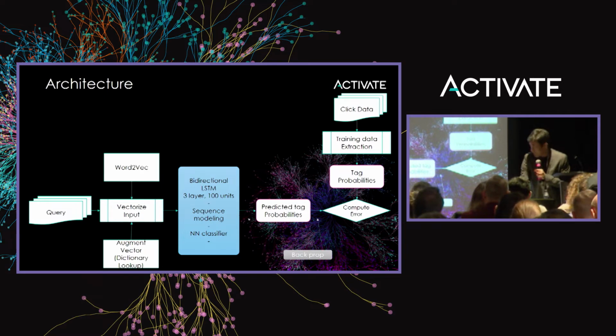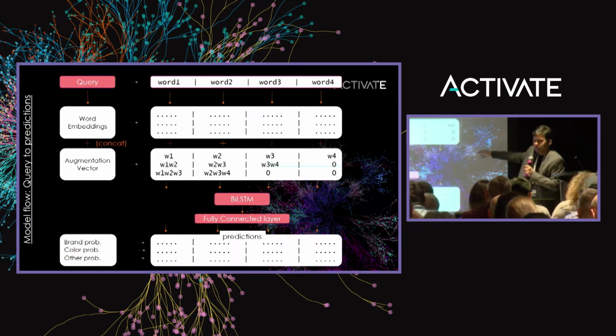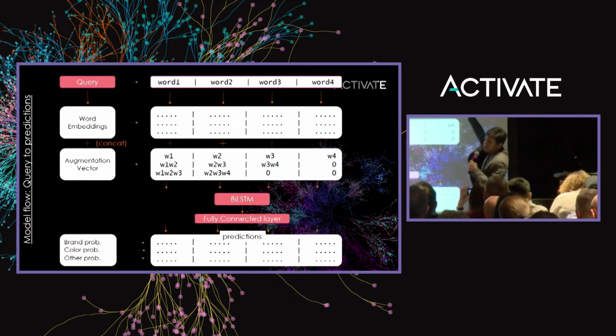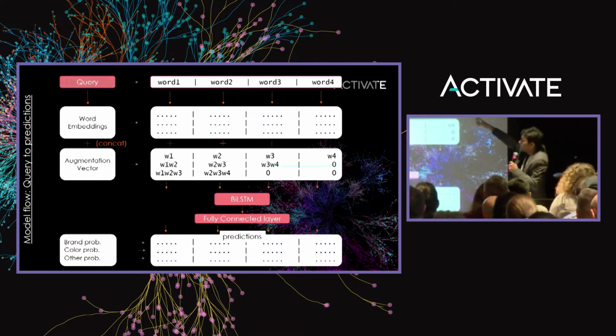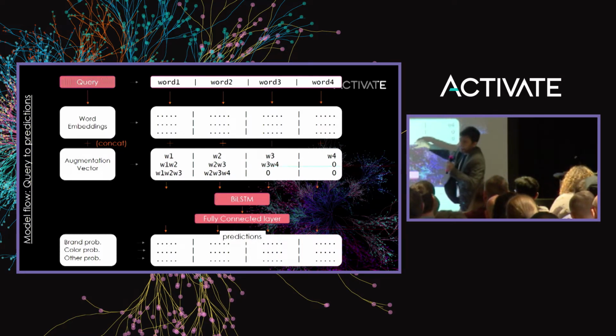I'll once again go through this architecture in a slightly different manner. It's the same information, but this time we are looking only at the vectors. So here's a 4-word query: word 1, word 2, word 3, and word 4. We convert the tokens in the query into embedding vectors. This is just the lookup of the words in the embedding dictionary. Along with that, we provide an augmentation vector, which provides the catalog information.